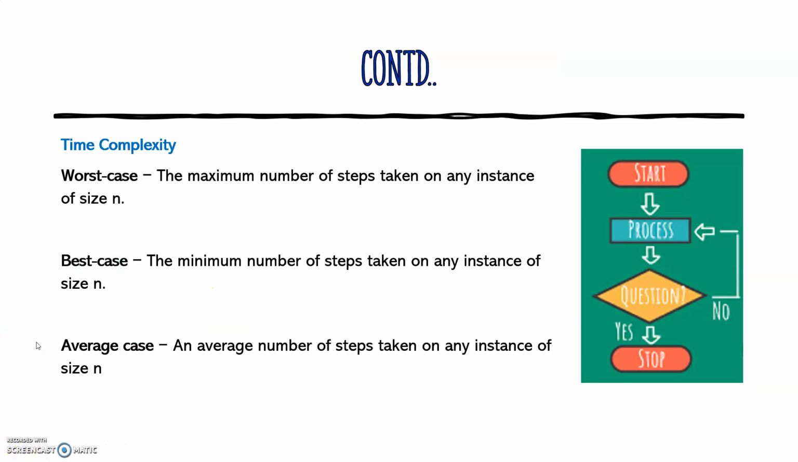So generally, we perform the three types of time complexity analysis. One is worst case, the maximum number of steps taken on any instance of size n. Second is the best case, which is the minimum number of steps taken on any instance of size n. Then the third one is average case, an average number of steps taken on any instance of size n.